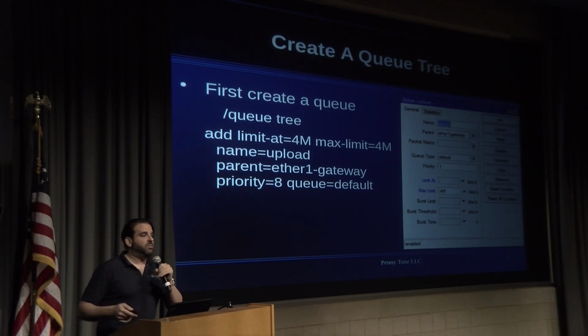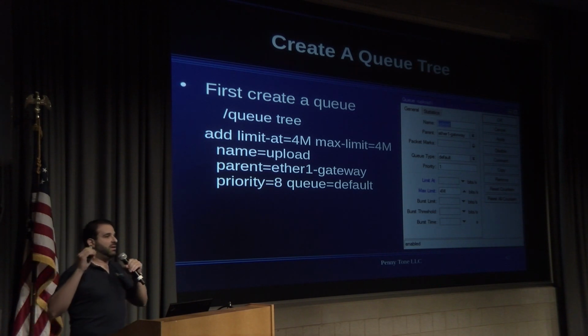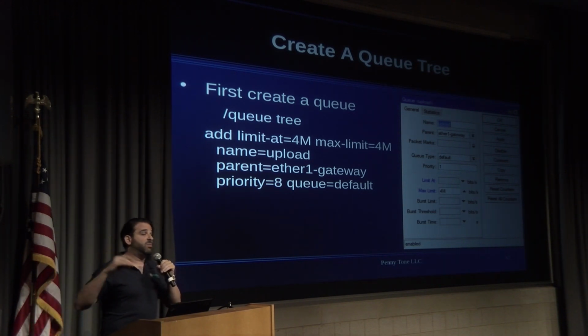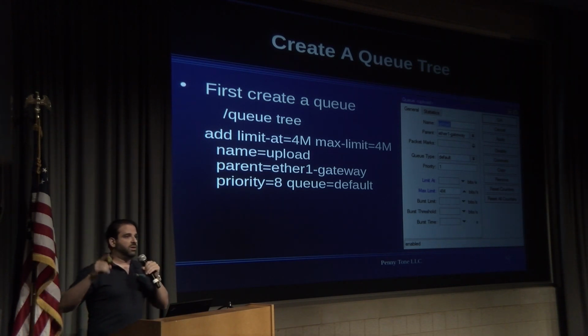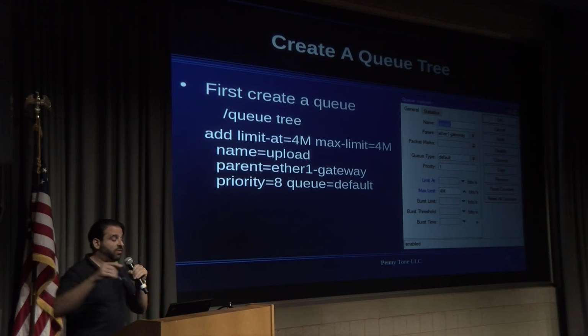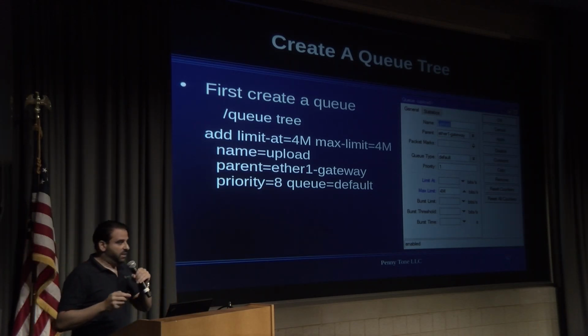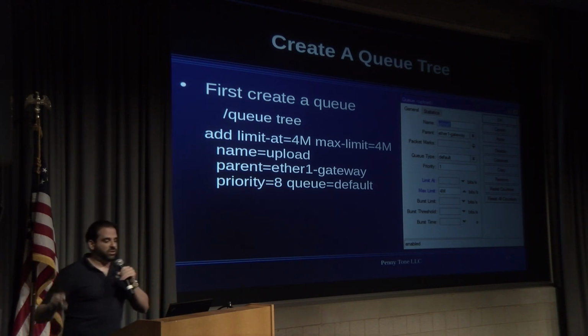The interface is going to be Ethernet 1. And that is the Ethernet 1 gateway, which is actually my interface that connects to the internet. So this is my uplink. And that's important to know because queues only work with exiting. For queue trees, only traffic that exits is actually what we're controlling here. So anything leaving Ethernet 1 will be upload traffic.